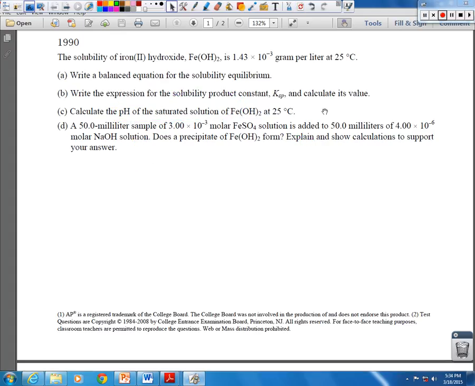Alright, 1990. The solubility of iron 2 hydroxide is... now when they say the solubility, what did they just give you? Grams per liter. That's a problem for us, isn't it? We'll talk about that in a second. A, write a balanced equation for the solubility curve. Please do that. Please be able to do that.